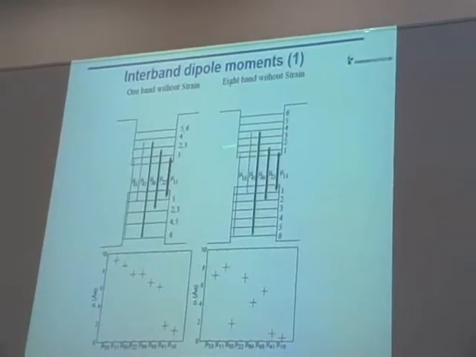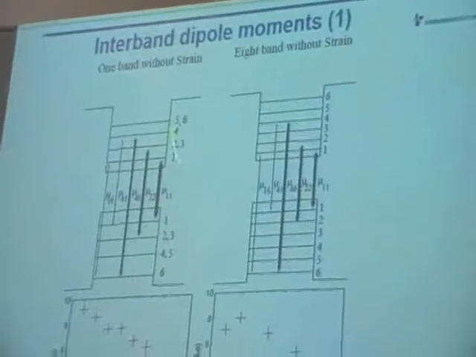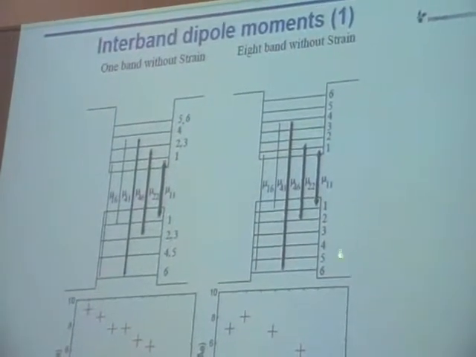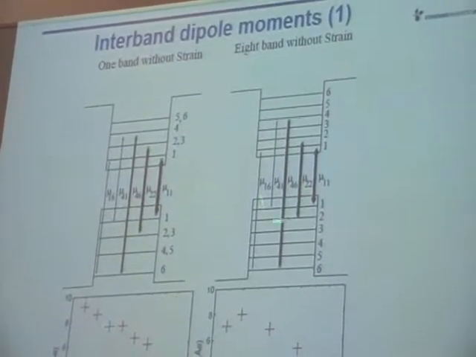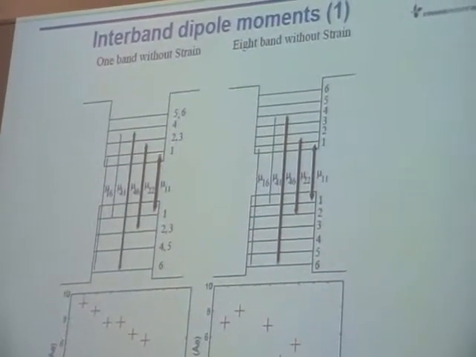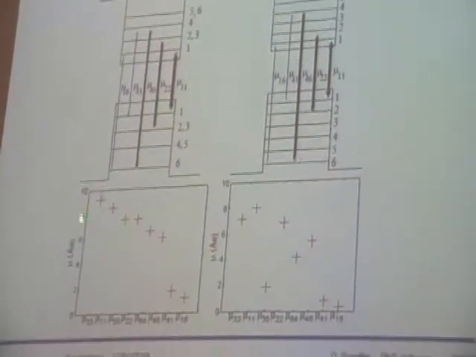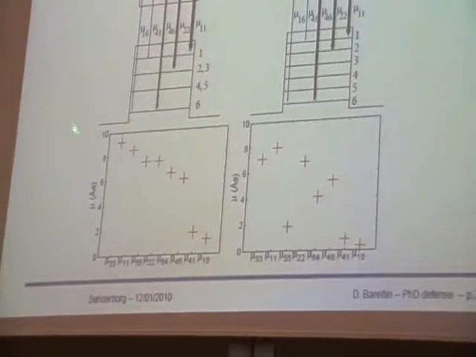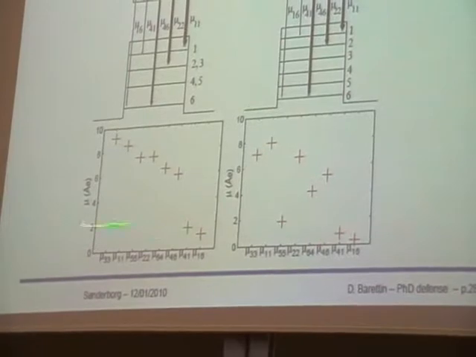Basically every level is twice degenerate because of the spin, and in the 1 band model we also have a double degeneration because of the geometry. Here you have the 5 strongest transitions, the 5 strongest dipole moments indicated, and the width of the arrow is proportional to the strength of the transition. And in the bottom part of the figure, you have for these 2 models the magnitude of these dipole moments. For the 1 band model they are in decreasing order, and then we put here the 8 band model in the same order as they are here.